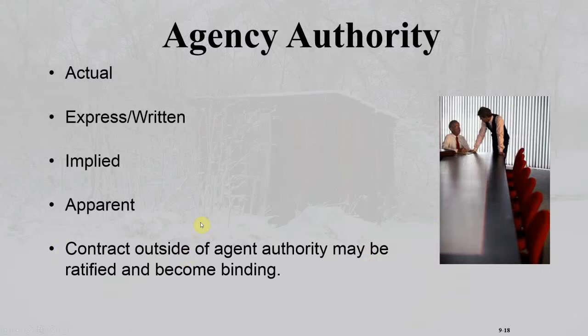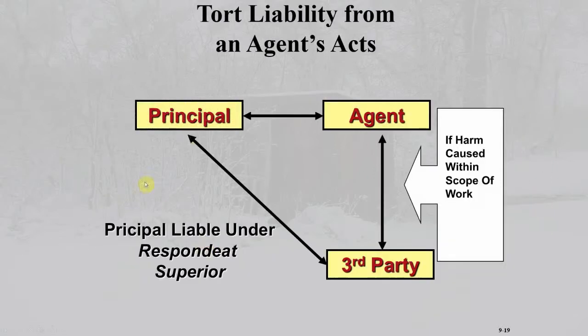Contracts outside of agent authority. So if somebody made an agreement, it could be ratified if the principal agreed to it. It's basically all that's saying. So tort liability. So we get into that, right? Principals are liable. Know that. Respondeat superior, that'll be on the test for sure, right?